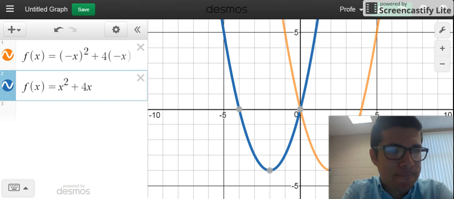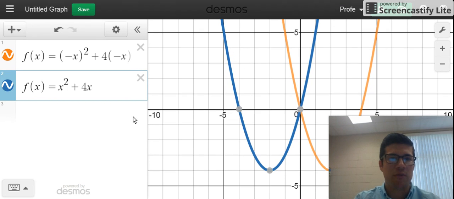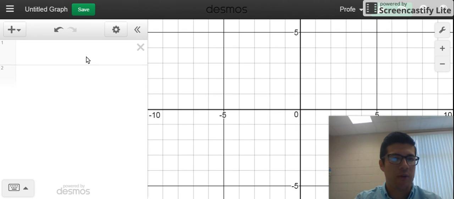So that's a reflection across the y-axis. All right. Last, we have a compression. So I'm going to keep this one short and sweet.